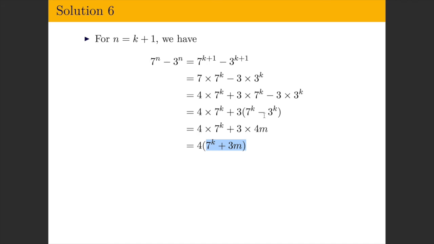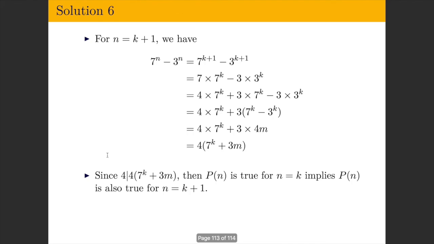So again, it was a bit of forcing into the equation what we wanted. In that first step, we tried to get our 7 to the k and our 3 to the k. In this next step, I split that 7 times 7 to the k in a strategic way, knowing that I'd be able to factor out our assumption in this step here, and knowing that 4 times 7 to the k is divisible by 4, and this part of the assumption would also be divisible by 4.